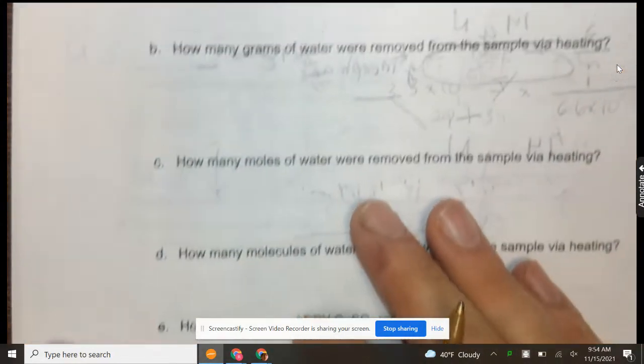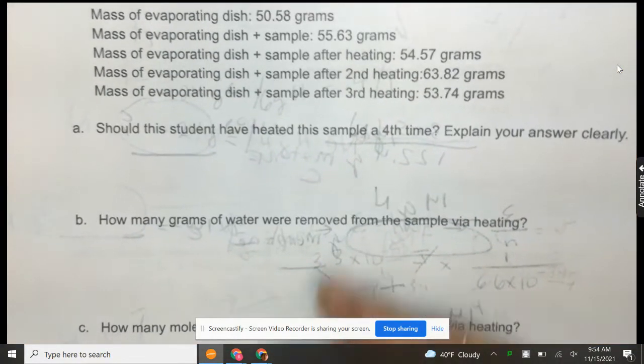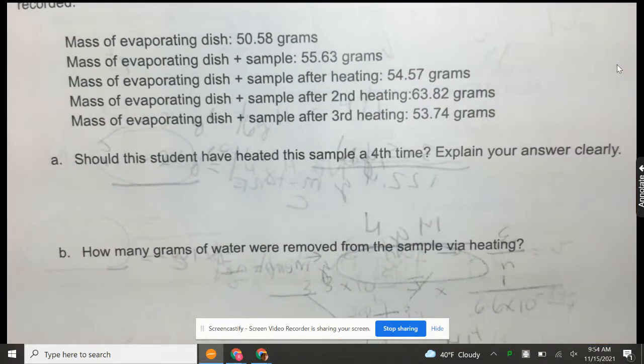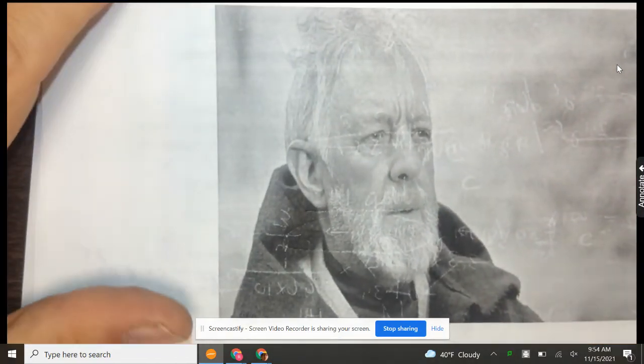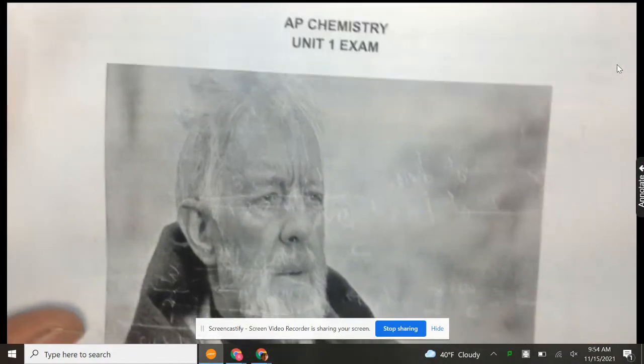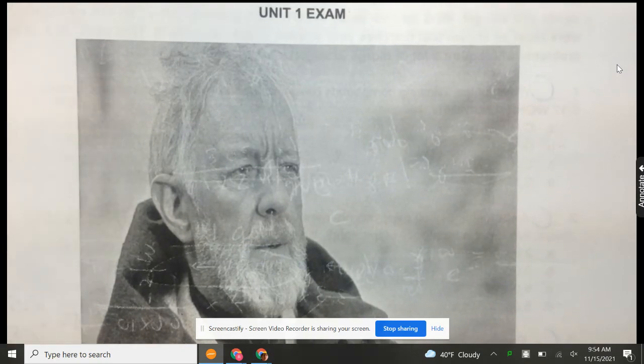This last one we're going to go over at some point, maybe this week in class. I'm not sure, but that'll be something that I'll save for class. All right, so there's the exam. Check it out and make sure that you can do everything on it.